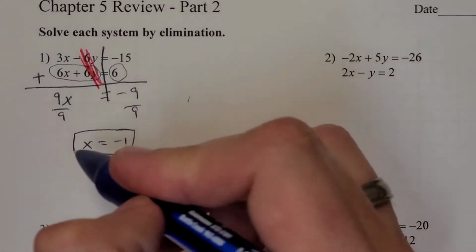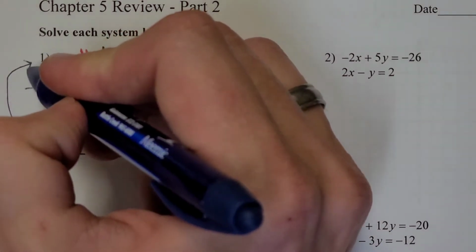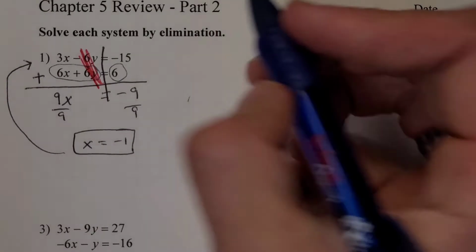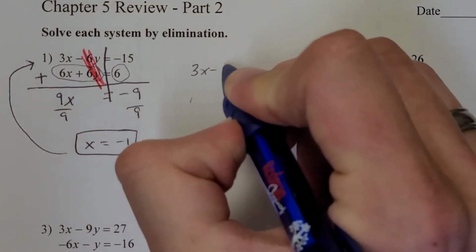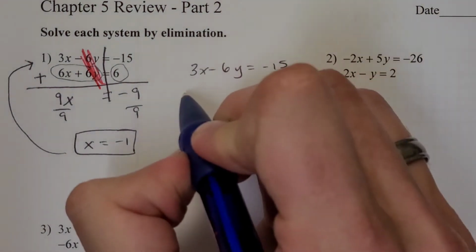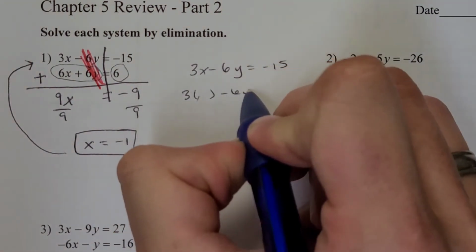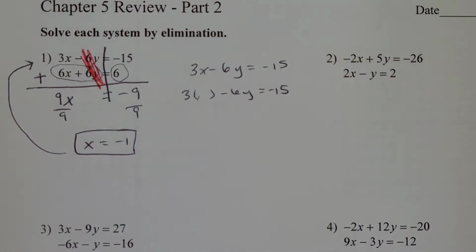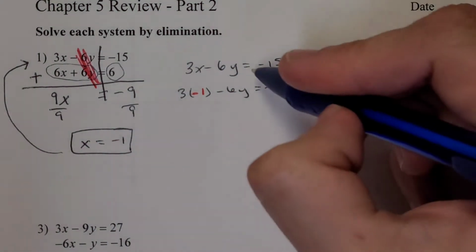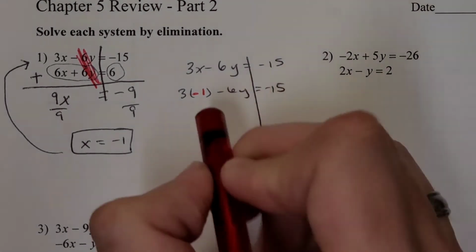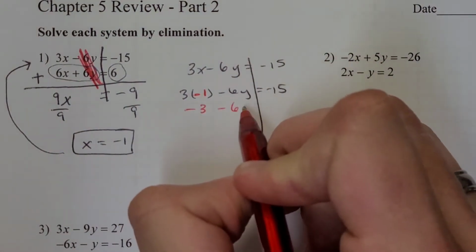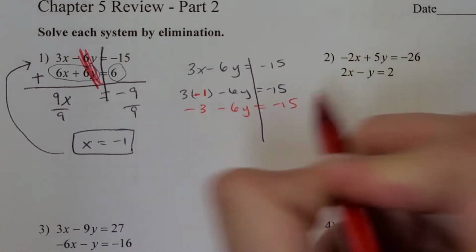Then you got to take x and plug it back in somewhere to figure out what y is. I don't care if you use the top equation or the bottom equation. I am going to use the top equation, 3x minus 6y equals negative 15. But instead of x, we just figured out what x is. I'm going to plug in negative 1, and then I solve. So 3 times negative 1 is negative 3. So negative 3 minus 6y equals negative 15.